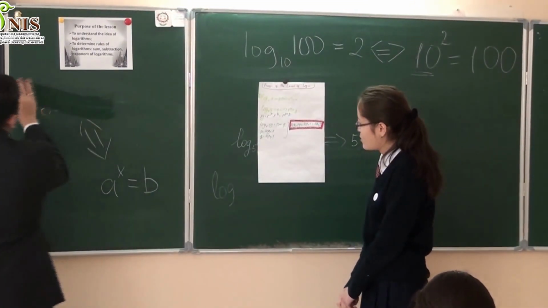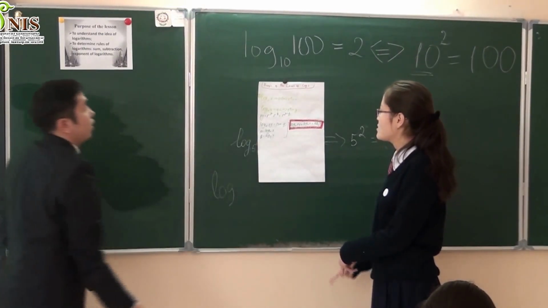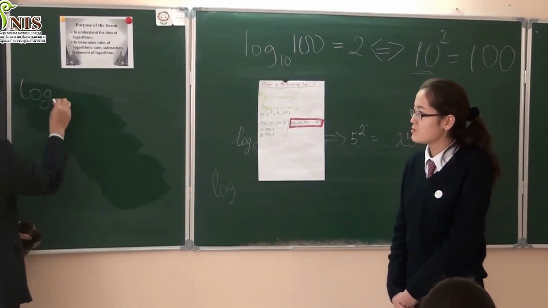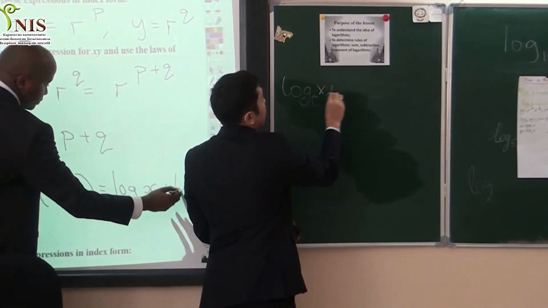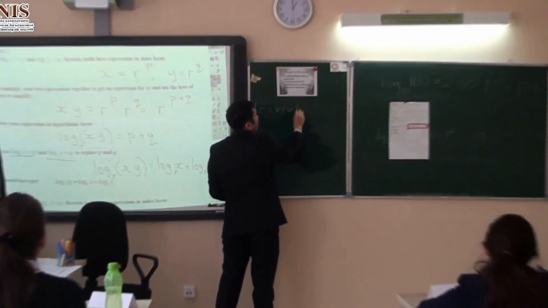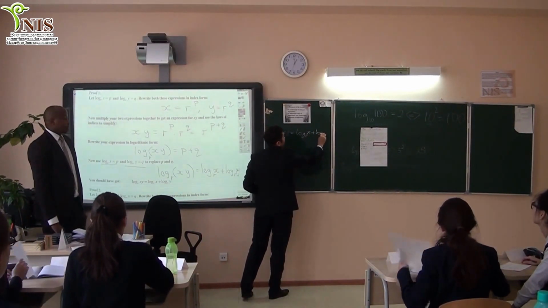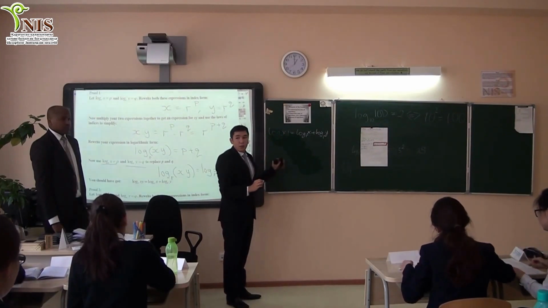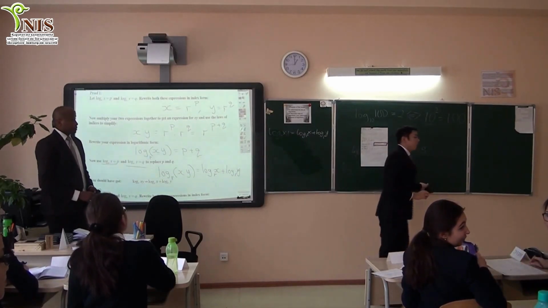Log of x times y to the base r is equal to log of x to base r plus log of y to base r. Well done. So our first group has come up with the next property: log of x times y to base r is equal to the sum of log x to base r and log of y to base r. This is the first property, the property of sum of logarithms. The next group, please.